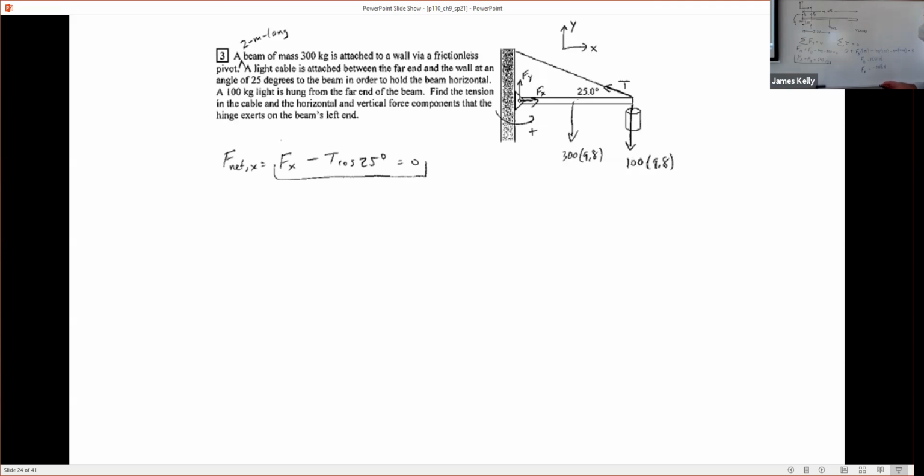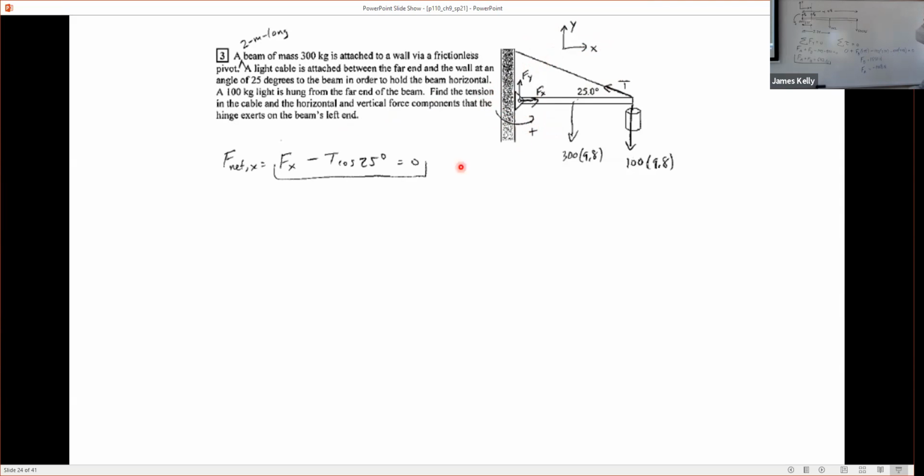Okay, so I'm going to choose my axes to be to the right and up. That's X and Y. You'll also see that I have chosen, it doesn't matter, you could have chosen the opposite direction, but I chose counterclockwise to be the positive rotation axis. And I chose my axis to be at the left end of the beam.